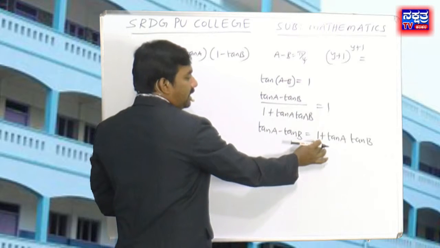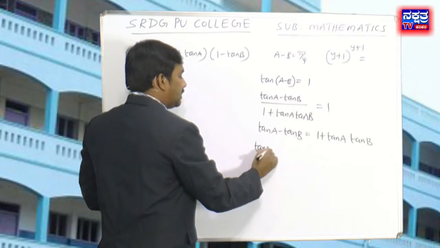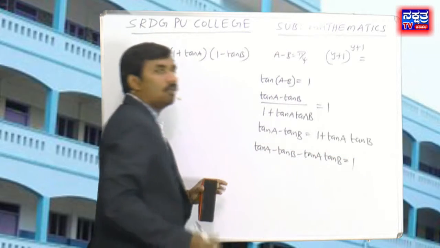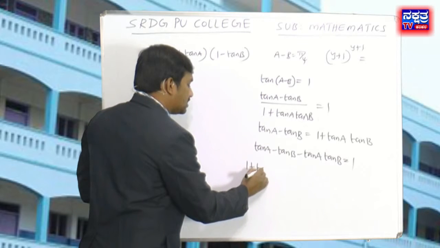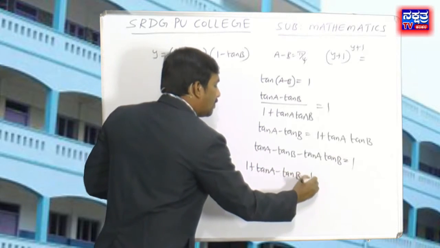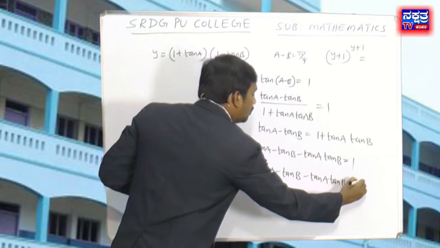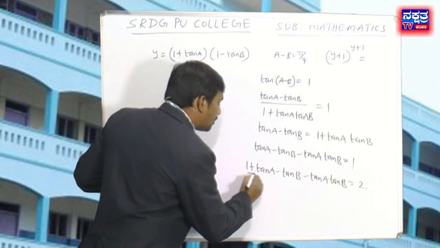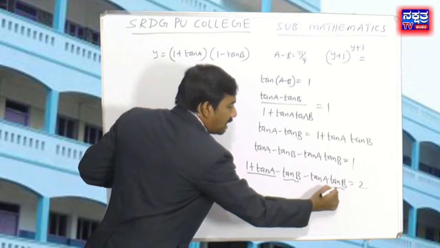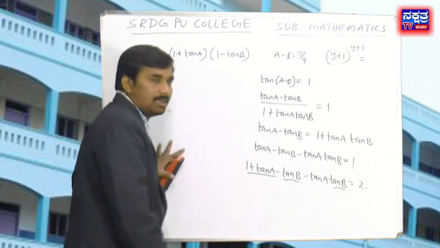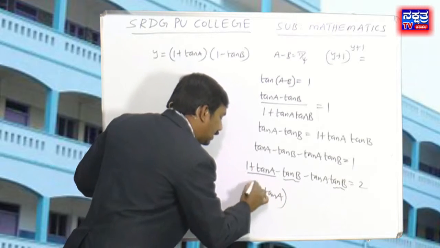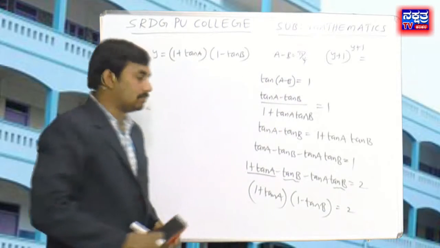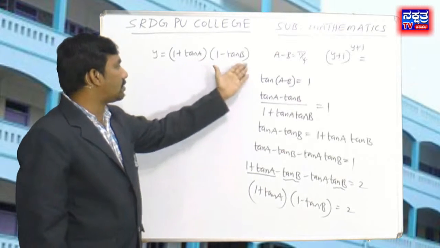Now keep 1 here only, write the remaining terms this side, then it will become tan a minus tan b minus tan a tan b equal to 1. Now add 1 on both sides, 1 plus tan a minus tan b minus tan a tan b equal to 2. By adding 1 on both sides, 1 plus 1 becomes 2. Clearly this is 1 plus tan a, and by taking minus tan b common, you will get 1 plus tan a into 1 minus tan b equal to 2. Now you got the given question, 1 plus tan a into 1 minus tan b value equal to 2.